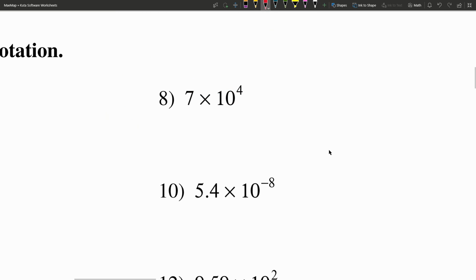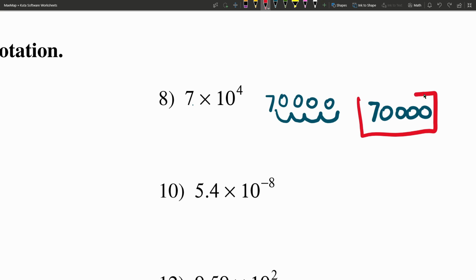For number 8, we have 7 times 10 to the fourth. So we know that we're moving our decimal place. In order to take this whole number of 7, we're increasing it since it's a positive exponent. So this is going to be 7, moving that decimal place 4 times to the right. 1, 2, 3, 4, and filling in with zeros. So we get 70,000 as our solution in number 8. 7 times 10,000 equals 70,000.